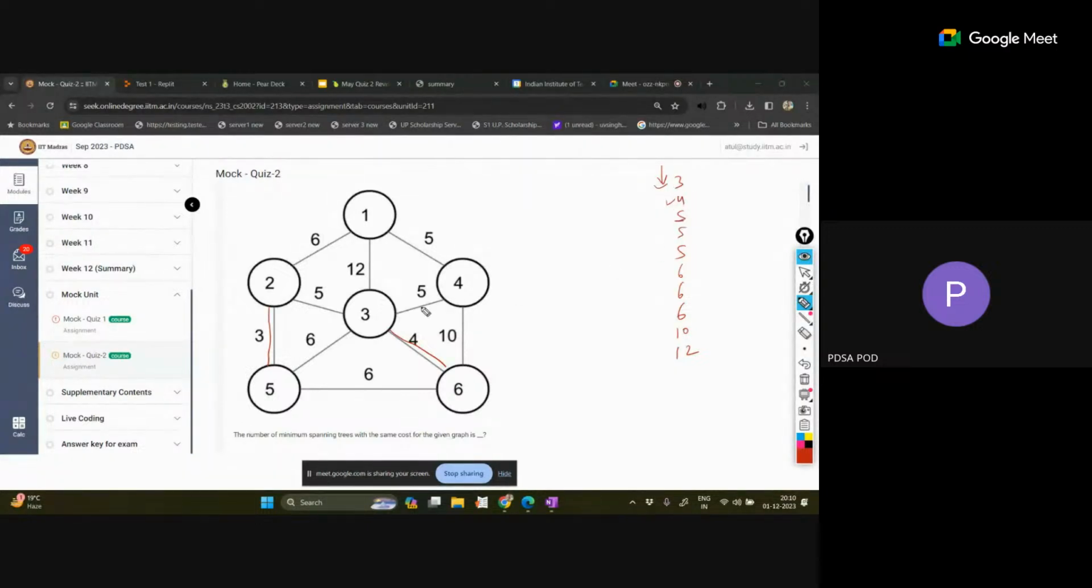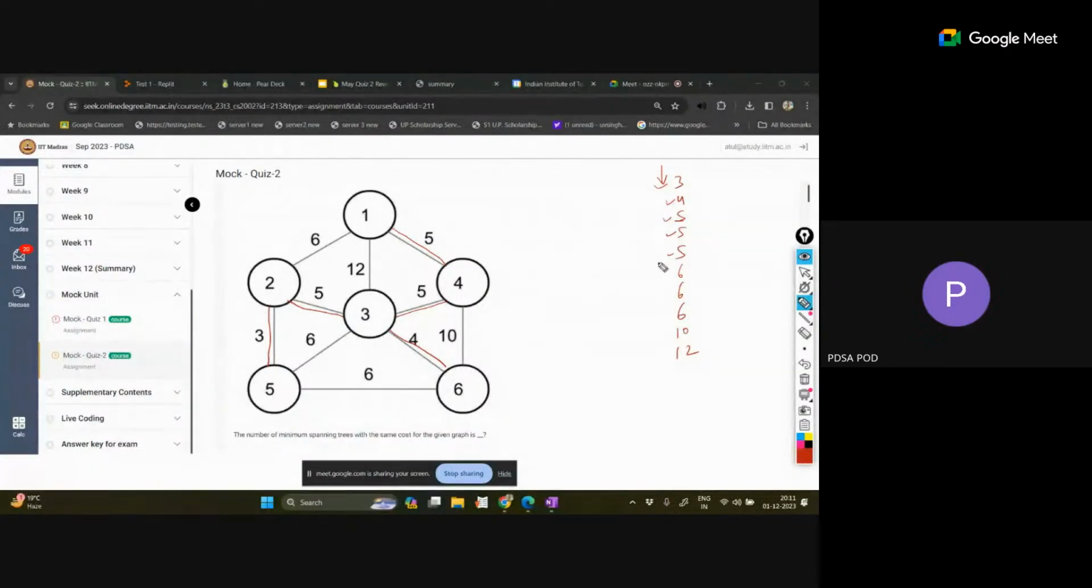Now the next one is 5. Suppose I select this 5 first, and next I select the second 5, because it is also not creating a cycle, so it will also come in the MST. Next, this third 5 is also not creating any cycle. So all three 5s are selected without creating any cycle, so all three will come in every MST.